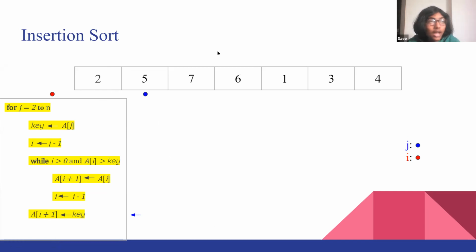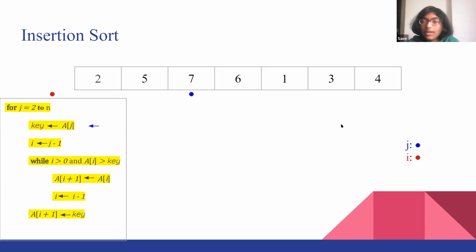Okay. So now this was only a warm up. Let's see what happens next. Now we'll go here again. Now since we're done with j equals 2, let's go to j equals 3. Now can someone tell me what will happen in this step? What will be the value of key? 7.